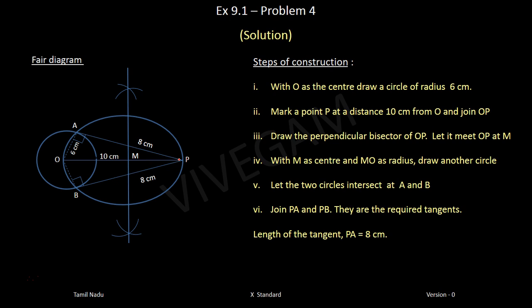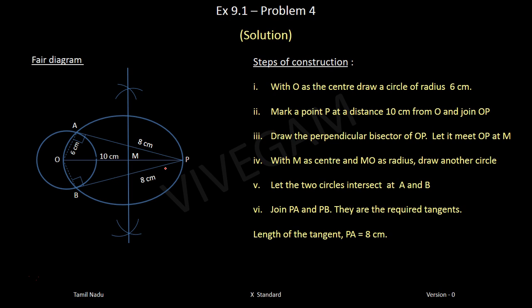How did you draw the perpendicular bisector? With O as a center and radius which is greater than half of this length. In this case, half of OP is half of 10 centimeters, 5. So we are taking it as 6 centimeters. Draw two arcs, one above, one below. And with P as a center, we cut two more arcs with the same radius. These two arcs intersect each other, join these intersecting points, and that is your perpendicular bisector.